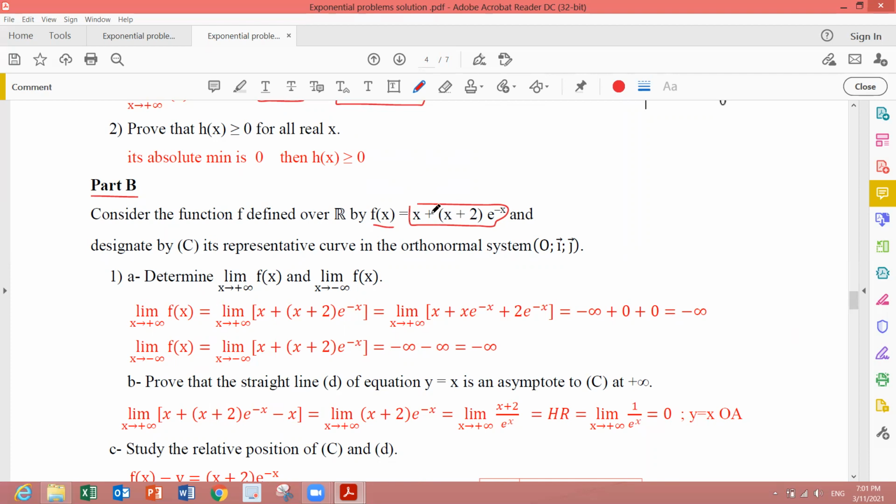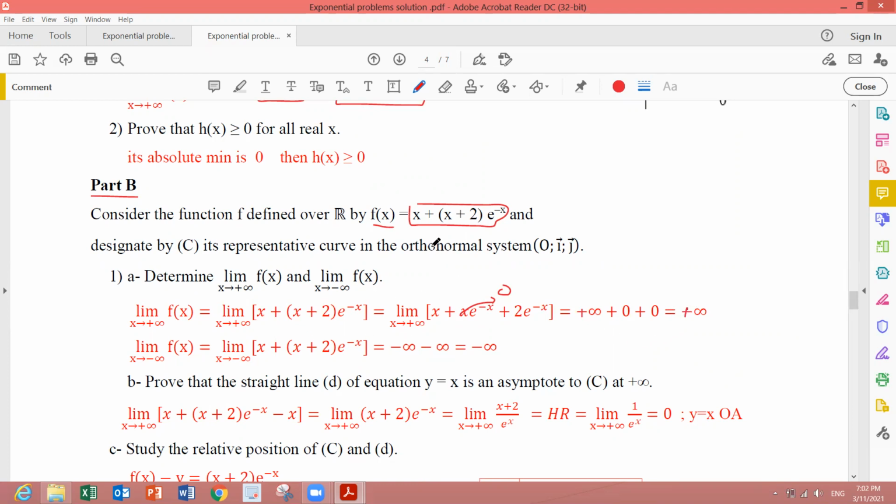Limit at plus infinity, we get infinity plus infinity times 0, indeterminate. We can put e to the x in the denominator and use Hospital's rule, or we can expand. If we expand, it becomes x e to the minus x plus 2 e to the minus x. This one is a rule, the limit is 0. We get infinity plus 0, so we get plus infinity.